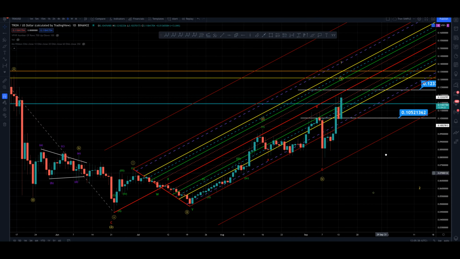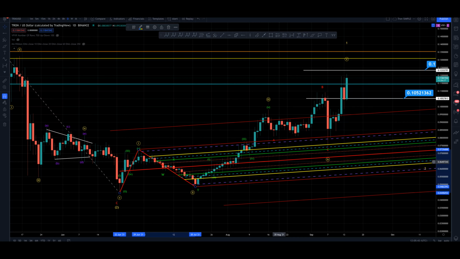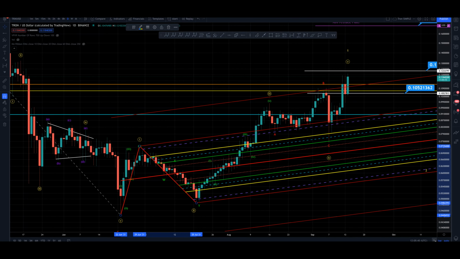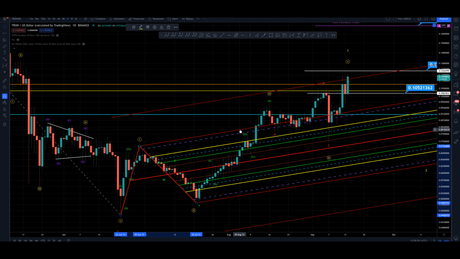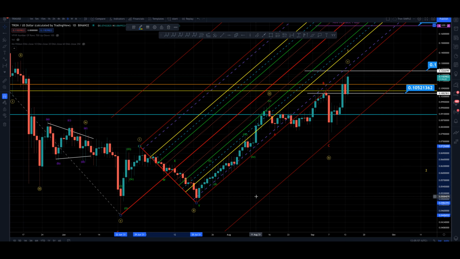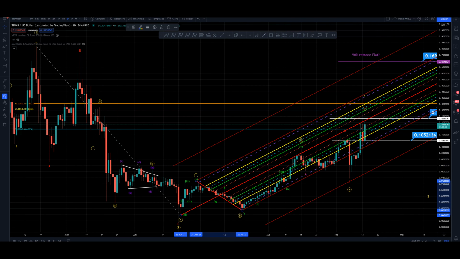Not particularly convincing. How's the shift look? Oh, it's completely off. What about in log? No, it doesn't look any better. What about modified shift? No, that doesn't look any better either. Original pitchfork in log suggests we've already fallen out of it. So I think the linear pitchfork is the best fit for this. So let's just simplify it and lock it in place for the moment.